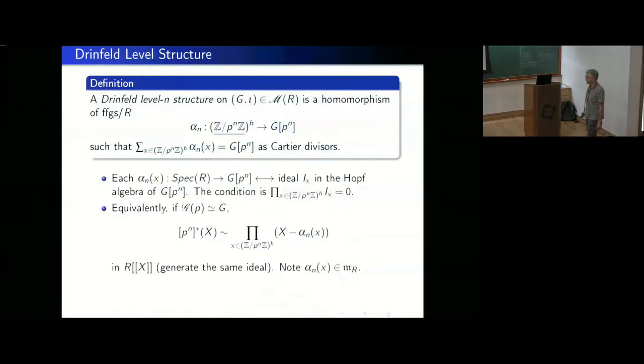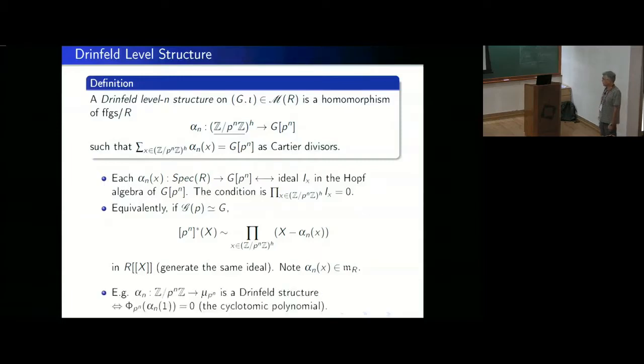Or really in down-to-earth terms, remember this G is given as the p-divisible group associated with some formal group. It's a one-dimensional formal group, so it has one parameter x, fix such a parameter. And then in terms of that parameter, the endomorphism of multiplication by p^n is given by some power series. But on the other hand, you can consider the polynomial of degree p^{nh}, which is the product of (x - alpha_n(x)). alpha_n(x) is just a point, so this is just a value in the maximal ideal of R. And these two should be associates. They should generate in the power series ring over R the same ideal.